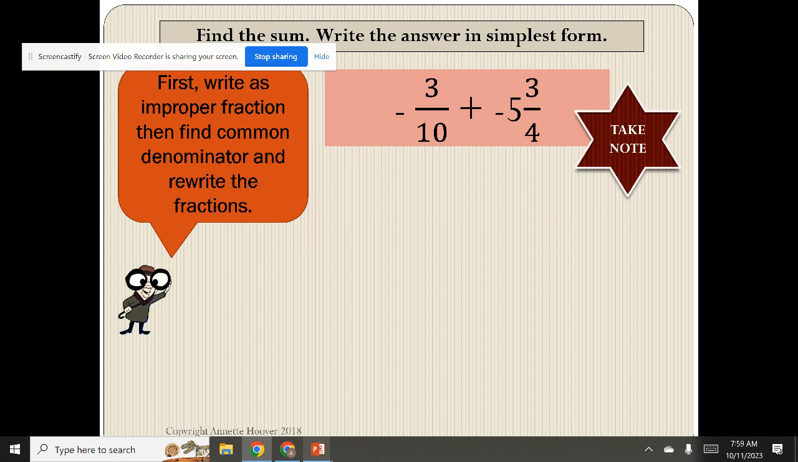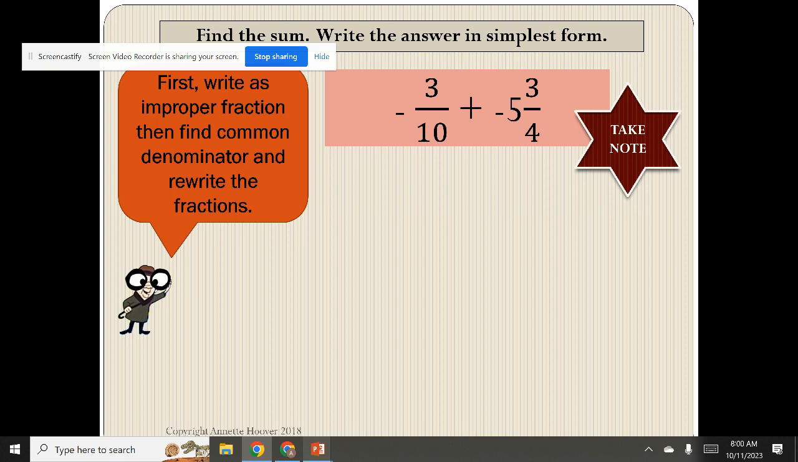Now, for the least common multiple of 10 and 4, I could use 40, but 20 is also a multiple of both of those, so I'm going to use 20. I ask myself, what do I multiply 10 by to get 20, which is 2? So I multiply the top times 2, and that would be a negative 6. In our next fraction, 4 times 5 equals 20, so we multiply 23 times 5. That may not be one that you have memorized, so we can go over here and figure it out, and it would be a negative 115.